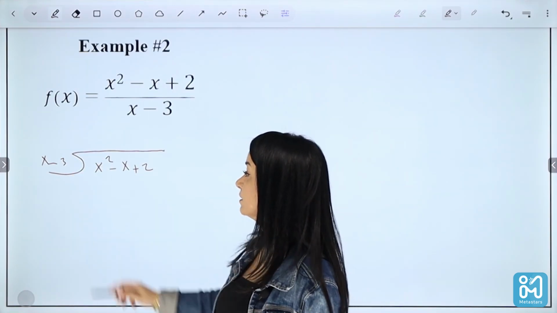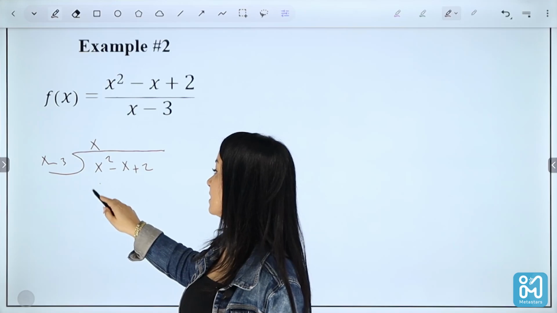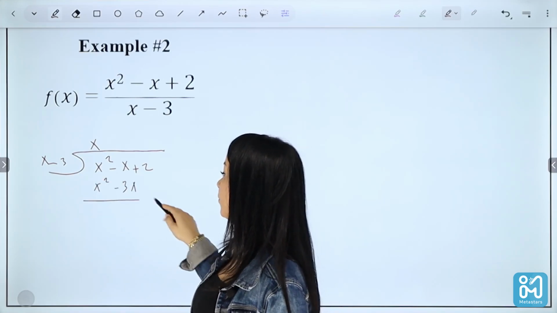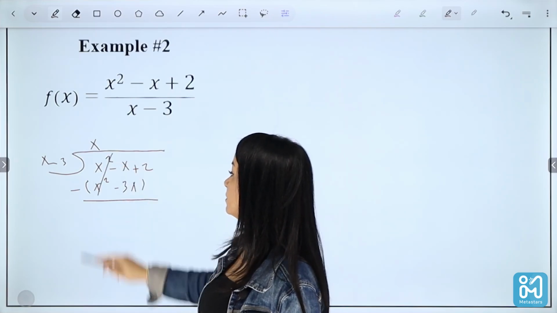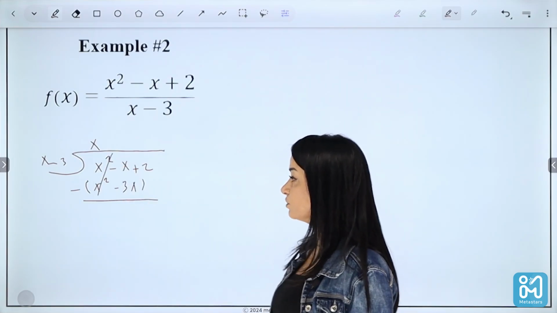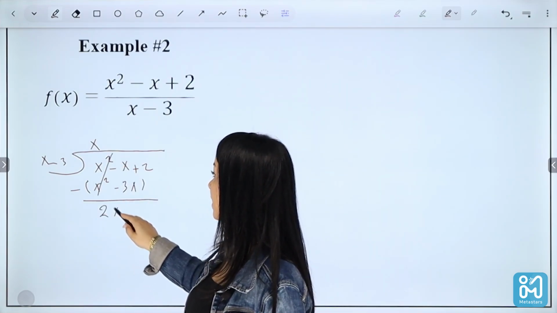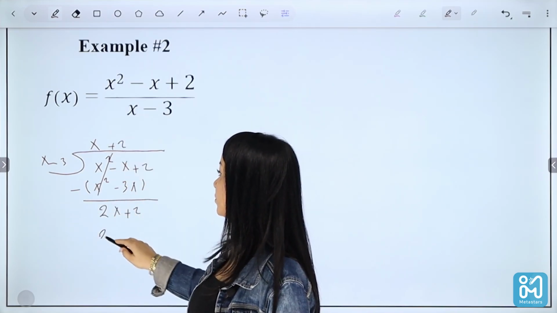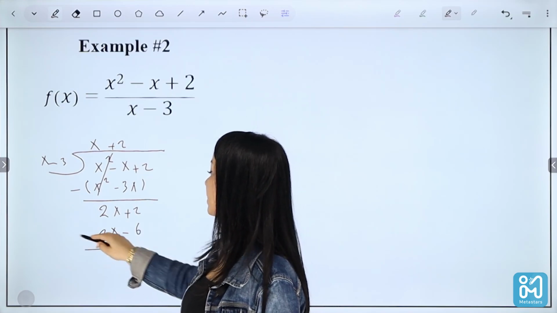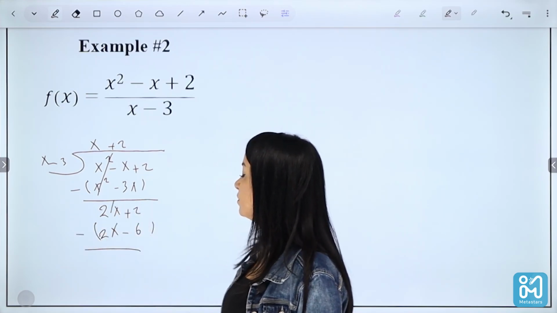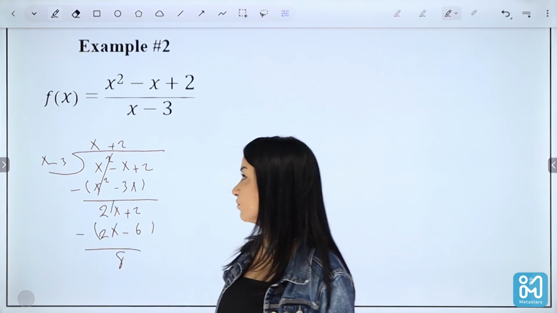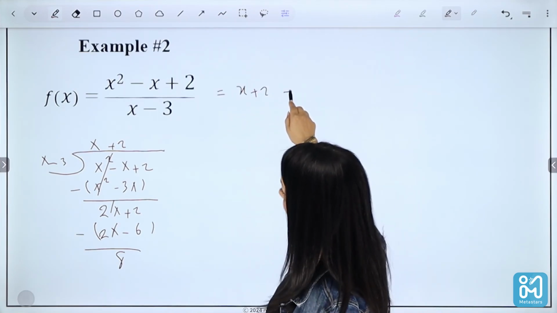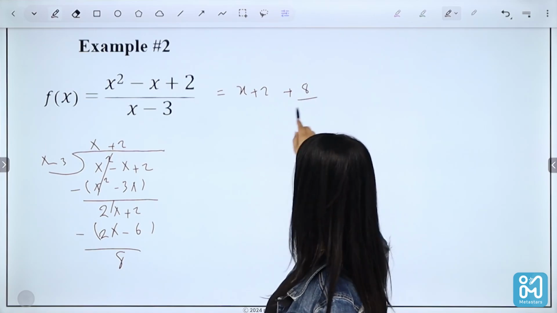So x² divided by x is equal to x. x times x is x². Then x times negative 3 is going to be negative 3x. What we're going to do here is subtract. So negative x minus negative 3x is going to be 2x, plus 2. Then 2x divided by x will be plus 2. So 2x minus 6. We're going to subtract, so 2 minus negative 6 will be 8. So the remainder is 8. So the answer here is going to be x plus 2, plus 8 over (x − 3).